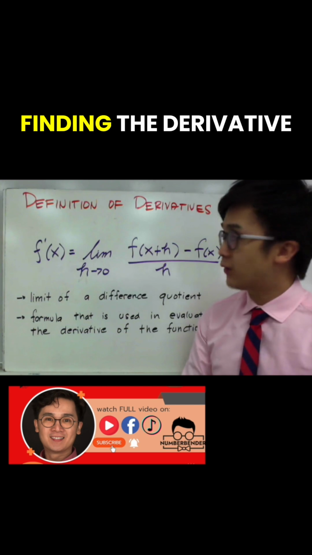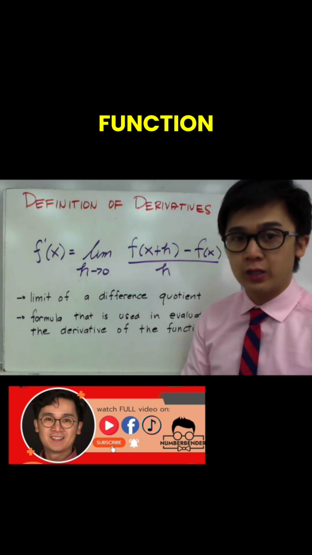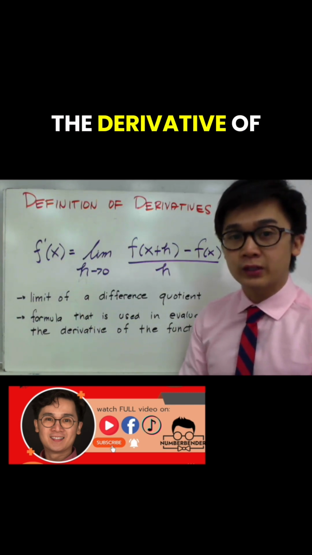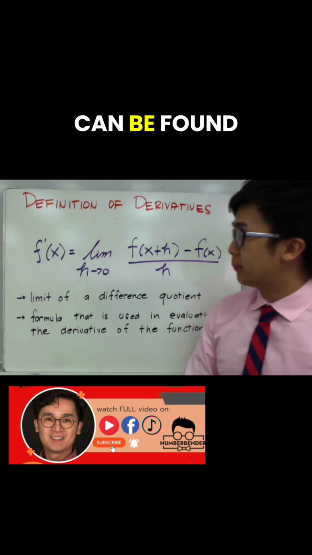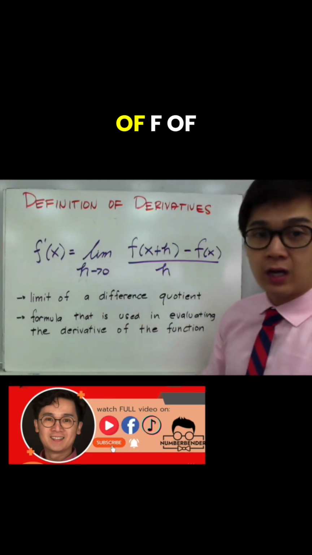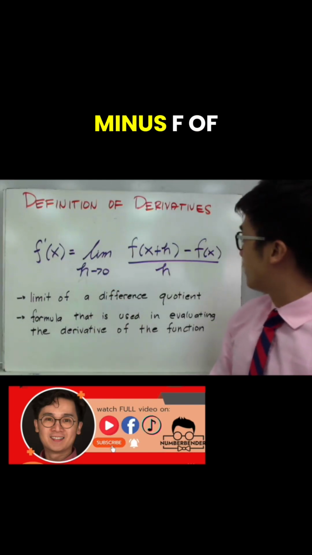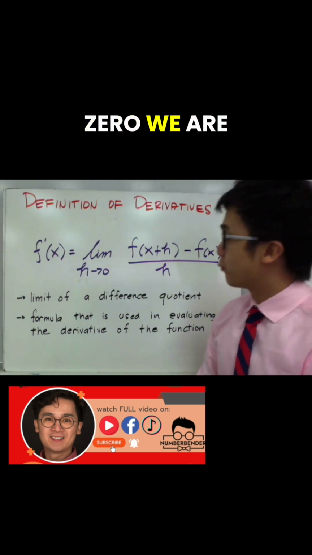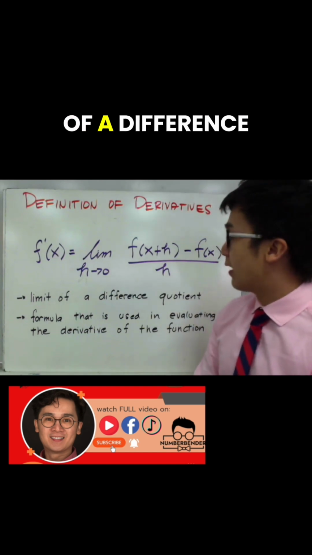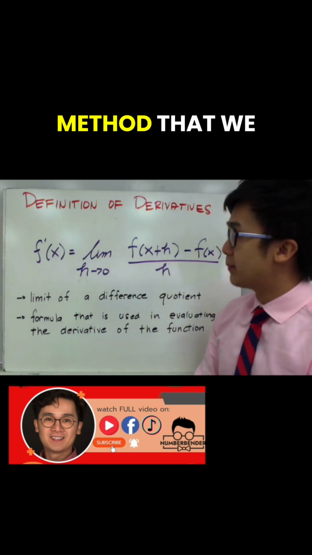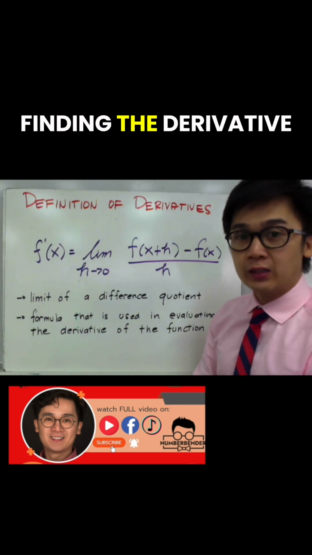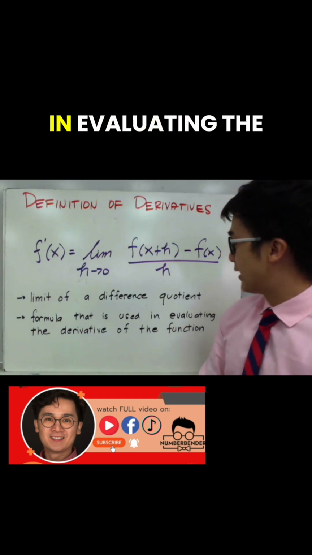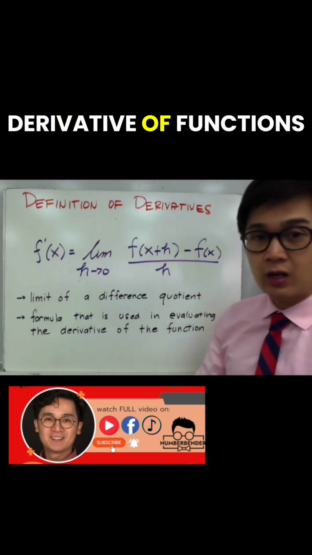Evaluating a limit is finding the derivative of a certain function using this particular formula. f prime of x, which is the derivative of the function, can be found using the limit of f of x plus h minus f of x all over h as h approaches 0. We are using the limit of a difference quotient, which is a method that we are using in finding the derivative of a function. Now, this particular formula is used in evaluating the derivative of functions.